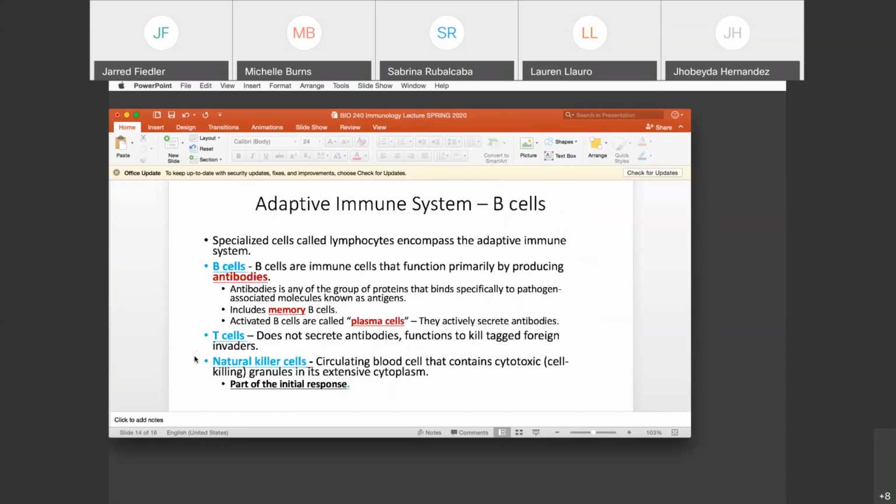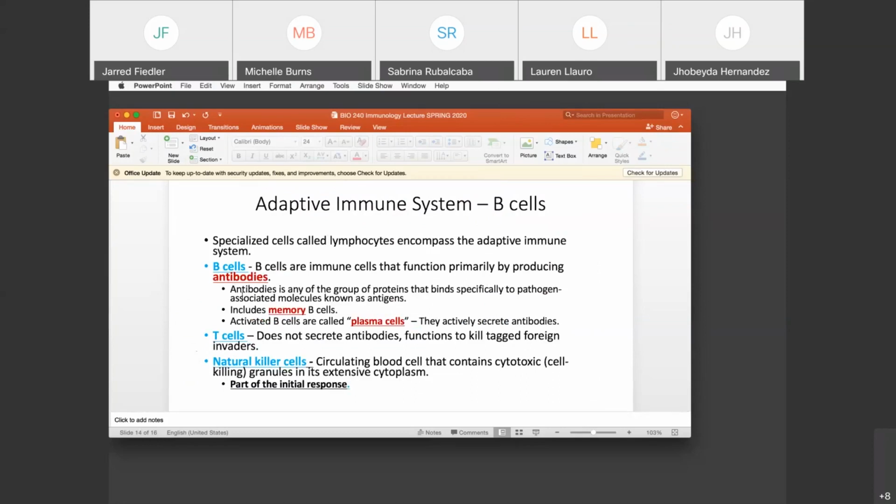All right, we could talk about this. So let's talk about the adaptive immune system, particularly the B cells. Now, the B cells are a type of lymphocyte, and they're immune cells that function primarily to make antibodies. Now, antibodies are the specific type of proteins that will specifically bind to an antigen that's going to be on the surface of a foreign invader.